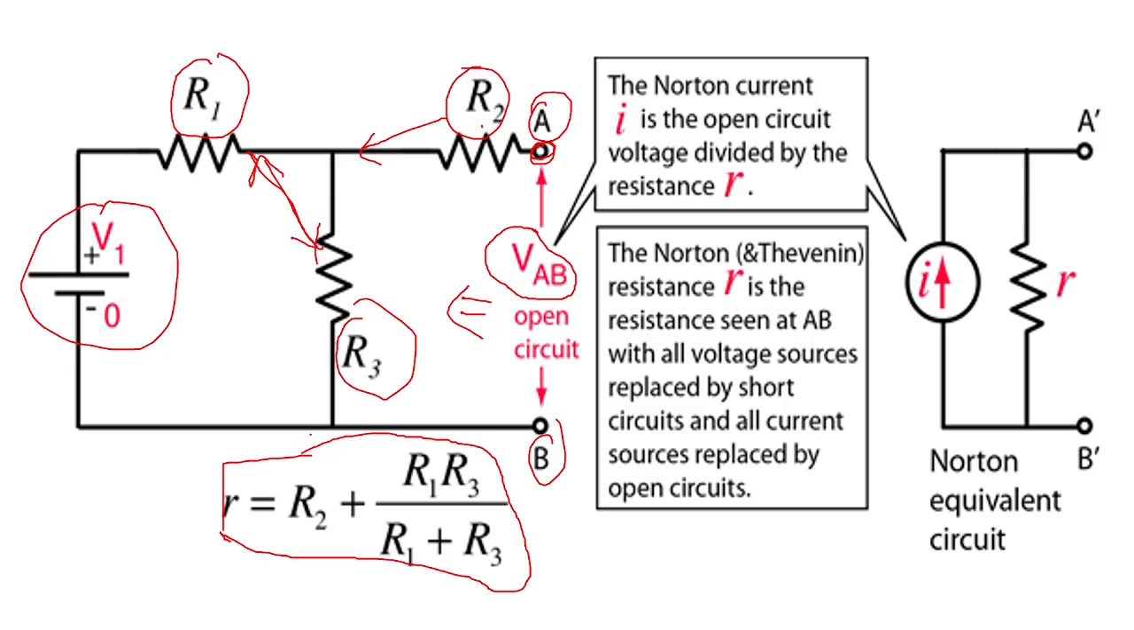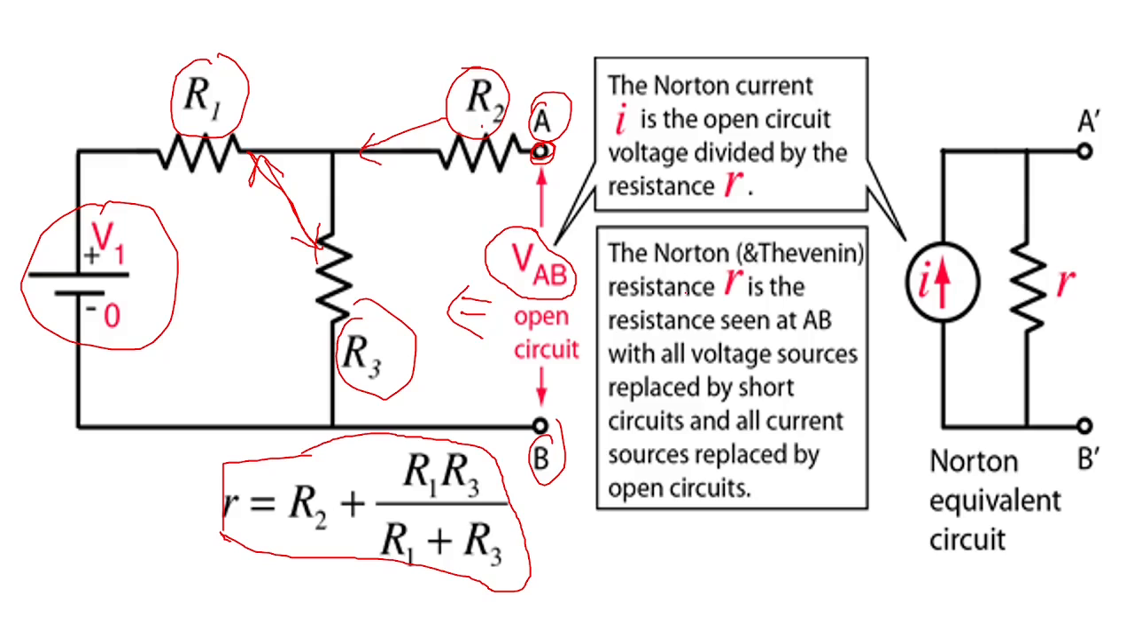The Norton current I, that is the short circuit current whatever is going to flow from here, can be obtained by dividing the open circuit voltage VAB by R. If you take VAB by R, you will get the value of I, and that I you can use as Norton's current I. And that effective resistance R you can use as Norton's resistance R.